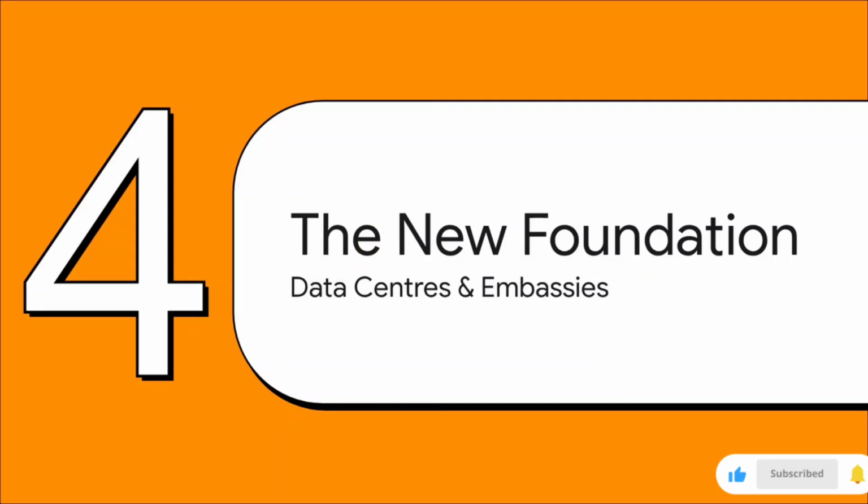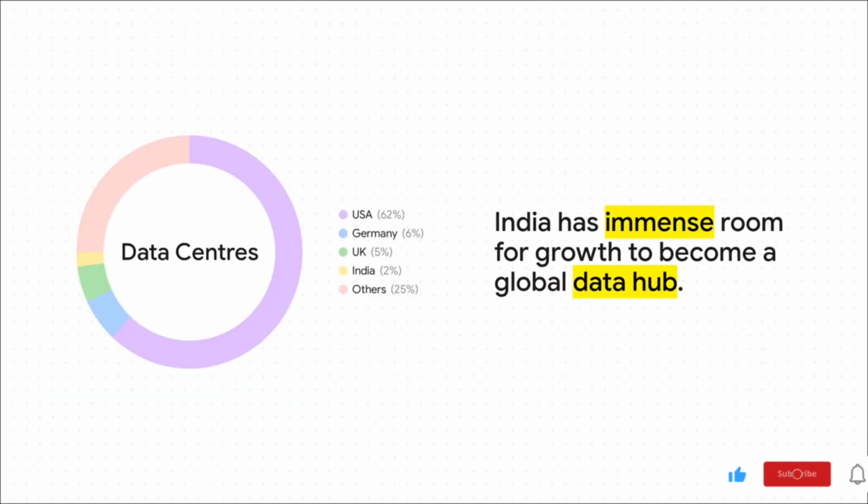Right, so a digital economy runs on data. That's pretty obvious. But that data has to live somewhere, right? It needs to be stored, processed, and kept secure. This section is all about the physical foundation of our digital world, data centers, and a really fascinating new concept called data embassies. Now this chart really tells the story, doesn't it?